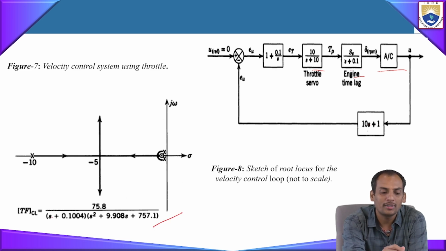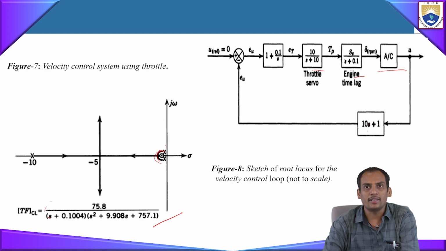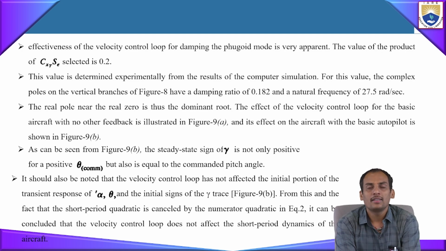So here the open loop transfer function and the closed loop transfer function are given. For that, the values are like from here to here. So here the locus plot is situated here. The effectiveness of the velocity control loop that you saw previously, now TFCL, that control loop for damping the Phugoid mode is very apparent.